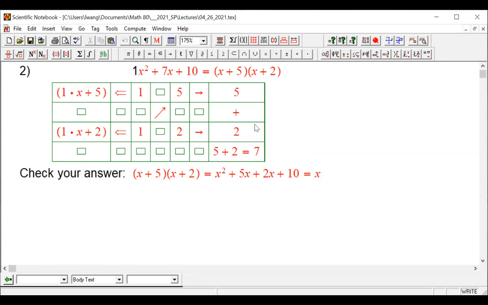Where's my cursor? There. Okay. So x squared plus 7x plus 10. So this is the completion of the whole work. Okay. When I was a student, of course we didn't type, right? So I would just write it down.